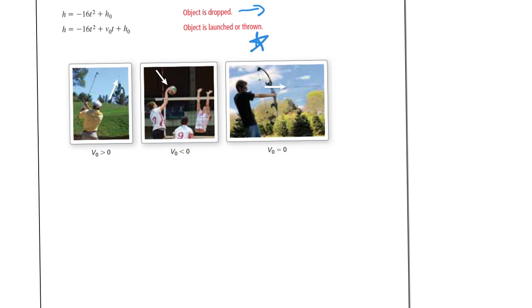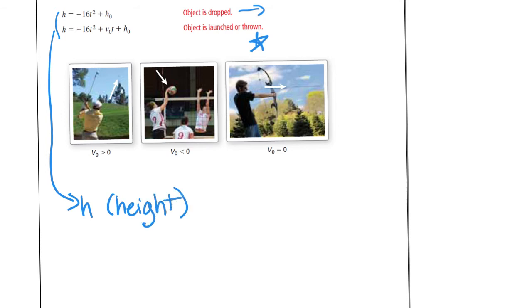When an object is launched or thrown, I think you can agree that there's some energy put into the object. So let's look at these two because there's some things that are in common and some things that are not in both of them. So H stands for height. And the height of an object is related to a couple of different things. T is the time it is in the air.